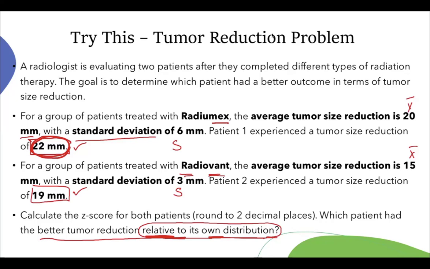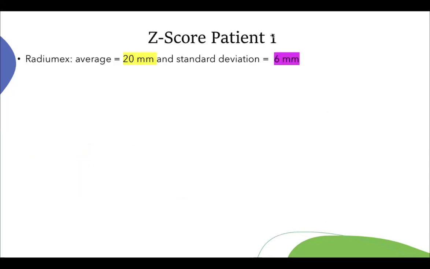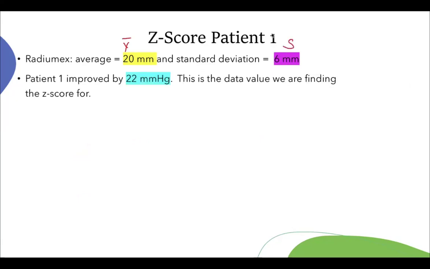And the answer to that question is a z-score. Which z-score is better? So comparing two z-scores, let's compare the z-score for patient 1. We have an average of 20, that is the mean, and a standard deviation of 6. Patient 1, the X value is 22. It's just 22 mm. Let's find the z-score for this person.